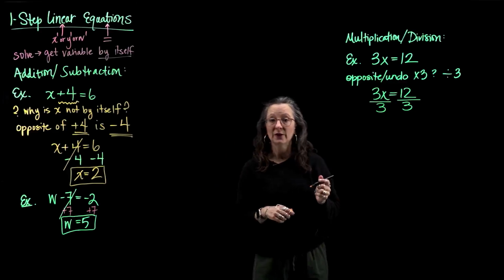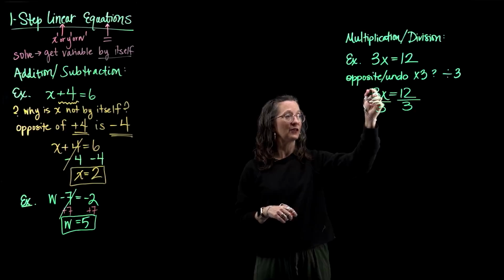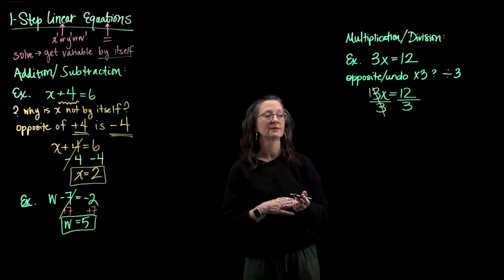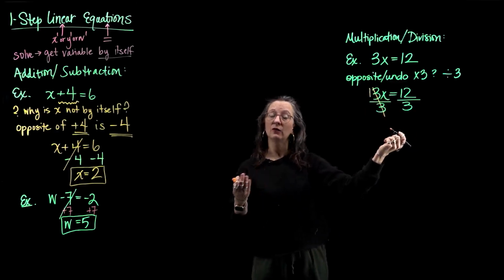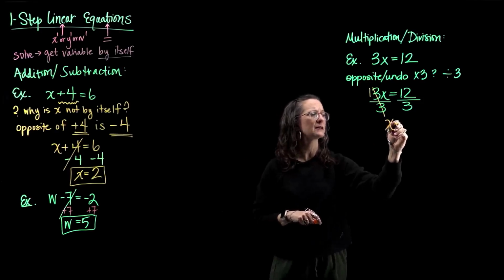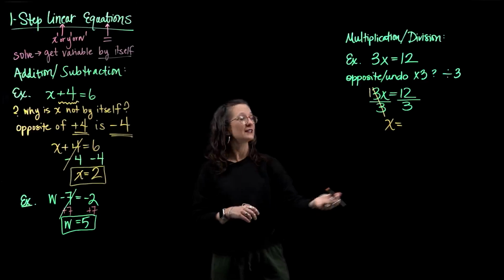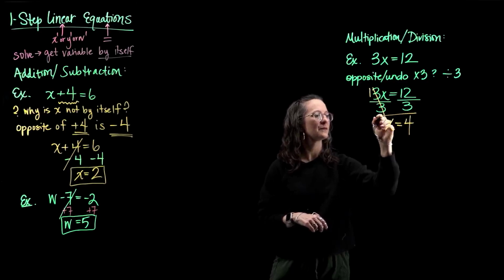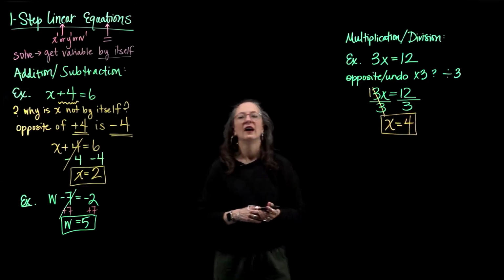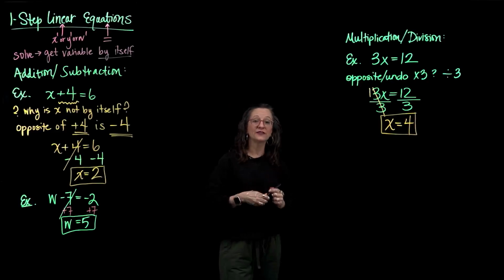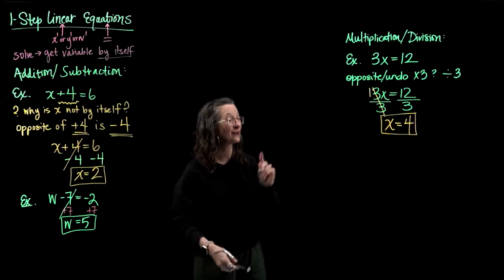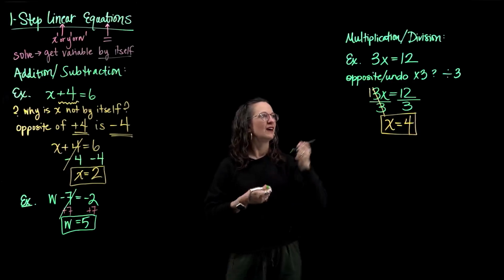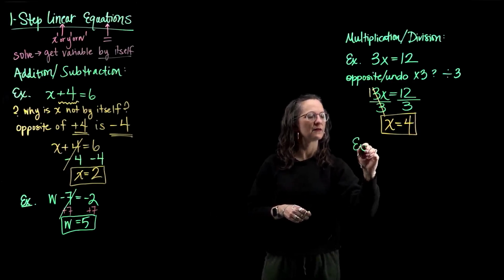Now remember when we talked about fractions, if you have a 3 over 3, you can cancel that and end up with a 1. So on that left-hand side, I have 1x, or I'll just write x. On the right-hand side, I have 12 divided by 3, which is just 4. So I end up with a variable by itself equal to a number. So I've solved that linear equation, and I get x equals 4. All right, let's look at one more.